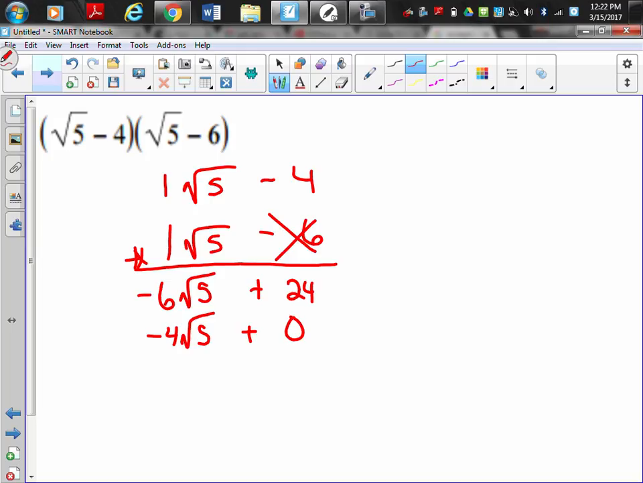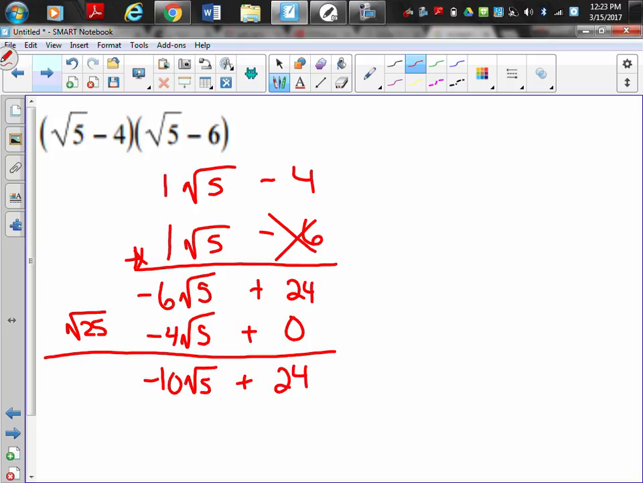1 times 1, 5 times 5, 25. So the square root of 25. Now we add. So 24 plus 0, 24. Negative 6 and negative 4, negative 10. And then this is just the square root of 25.